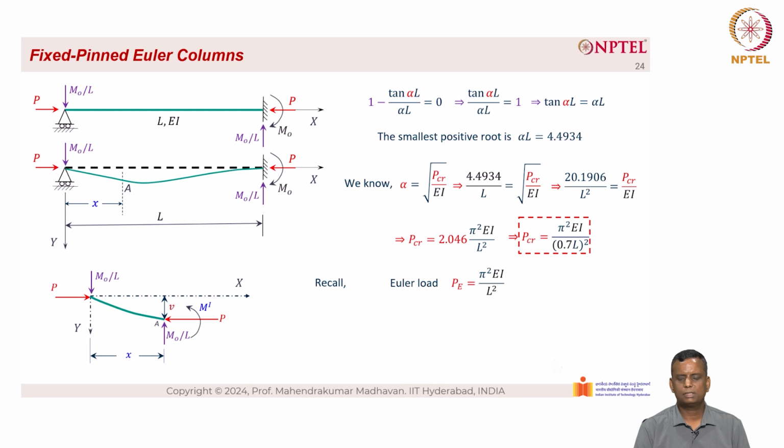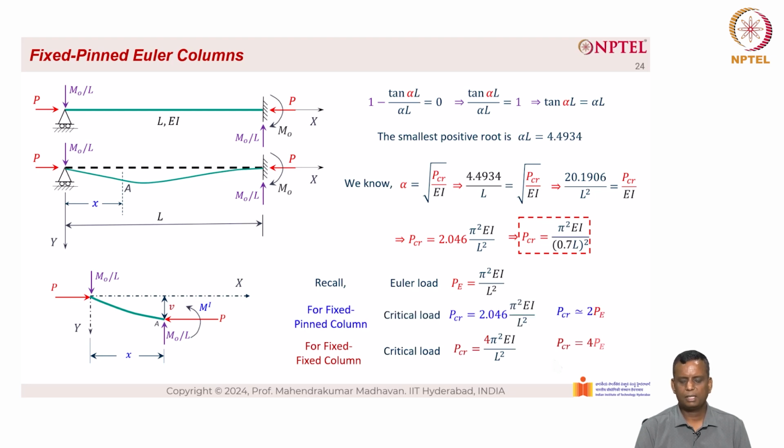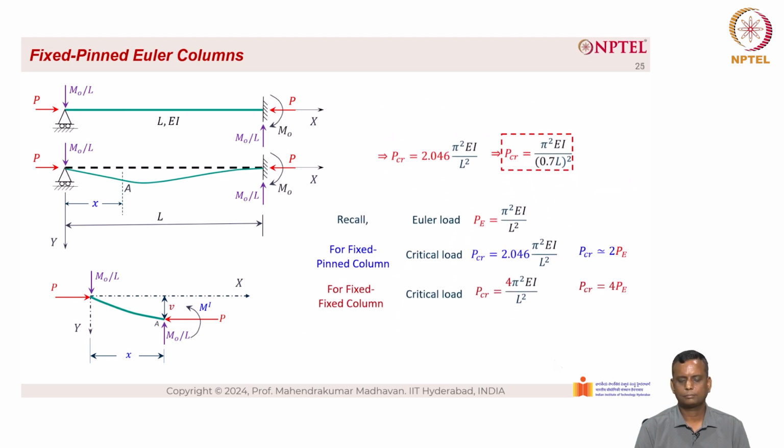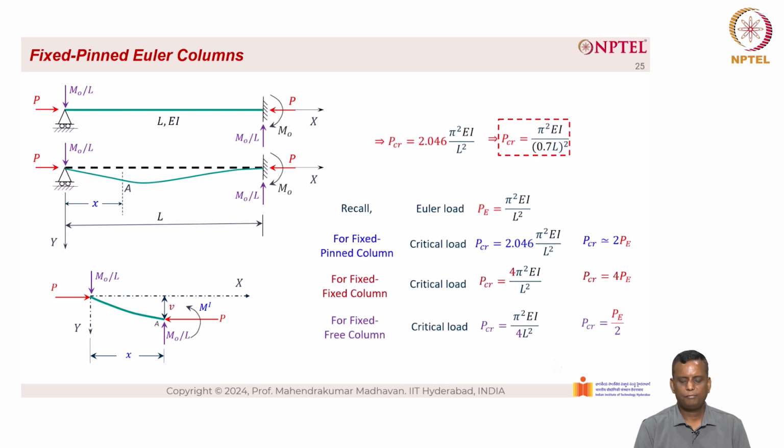Recall, Euler load for simple conditions is pi square EI by L square. For fixed column, critical load is 4 pi square EI by L square. For fixed pinned column, the critical load is in between the two, which is P critical equals 2.046 pi square EI by L square, or P critical is approximately equal to twice of P Euler. So for fixed free column, critical load P critical equals pi square EI by 4L square. So here P critical equals PE by 2, which is 1/2 of the Euler load. The Euler load here indicates the simple boundary conditions.